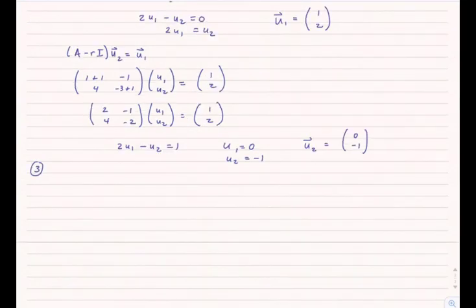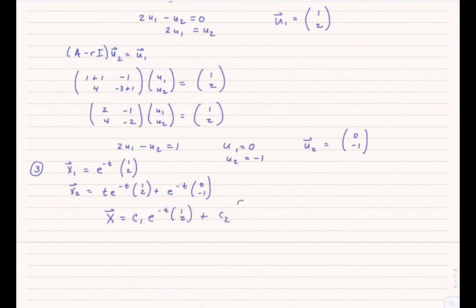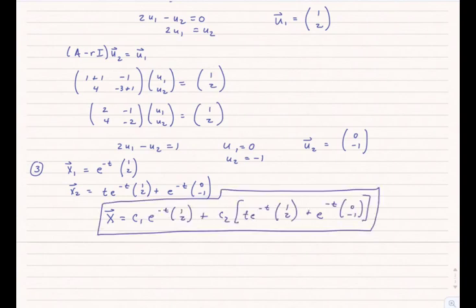Let's put my solution together. First x1, this is my value for x1, and then finally x2. And here is my x2. Finally, my x is simply equal to c1 times x1 plus c2 times this entire x2, and that is my final answer. So this is an example of a repeated real eigenvalue.